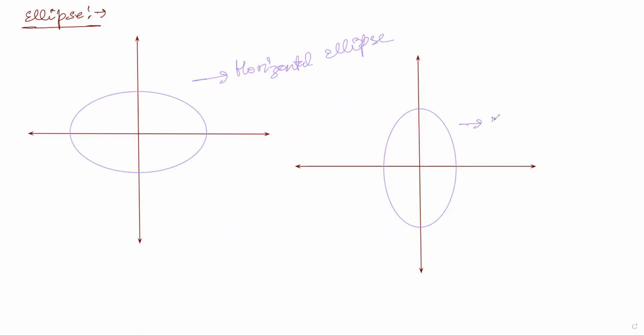This is known as vertical ellipse. दिखने में तो होगा ऐसा. Now let's talk about what is the concept behind it.